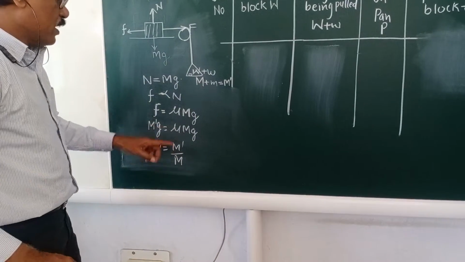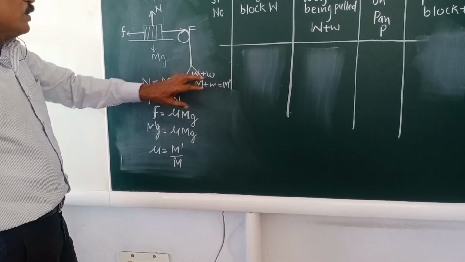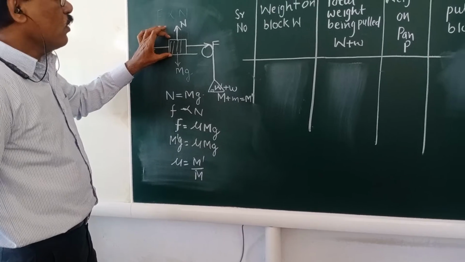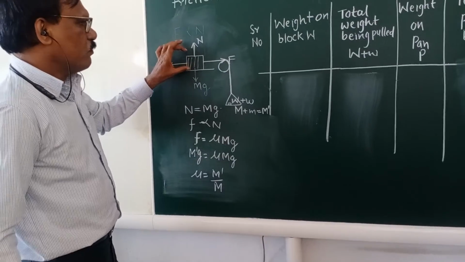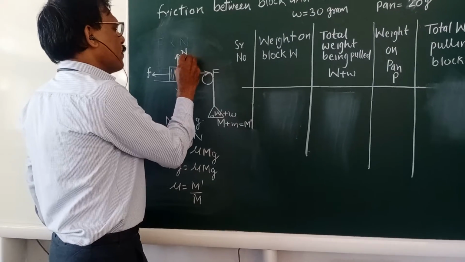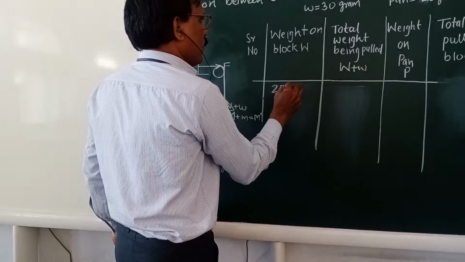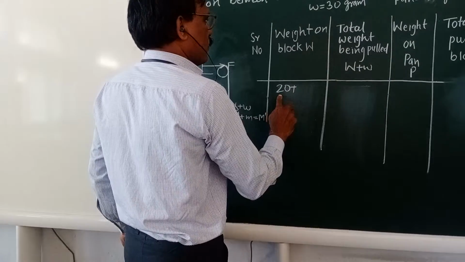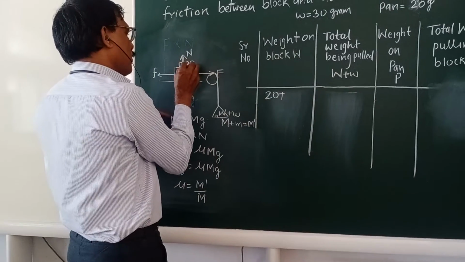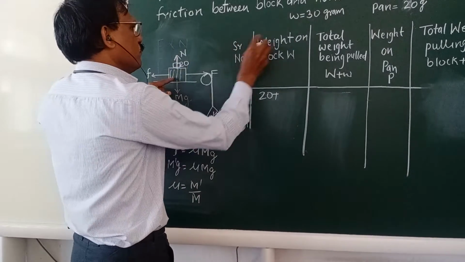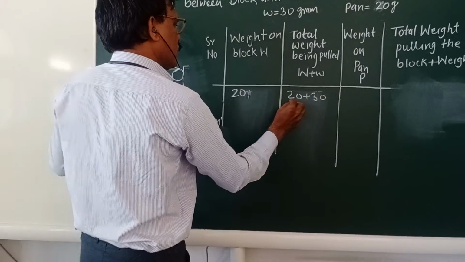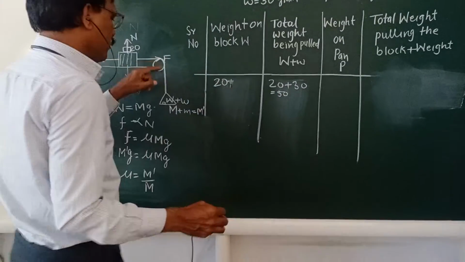What is m dash? M dash is the total mass here, including the mass of the pan, and this M is the mass of the wooden block, or the mass kept on the wooden block. For example, if I keep 20 gram here, this will be 20 gram, and already this is 20 gram. So how much total weight is being pulled? 20 I kept now, and this wooden block is already 30 gram, so 20 plus 30, the 50 gram weight is being pulled with this weight.